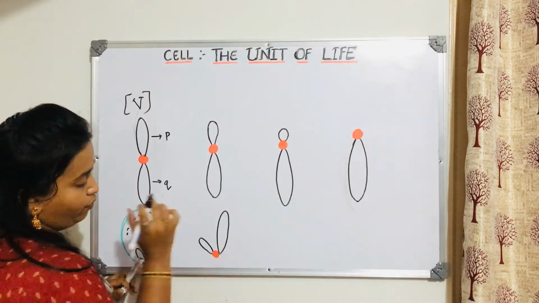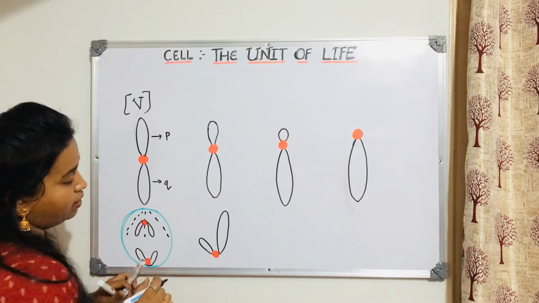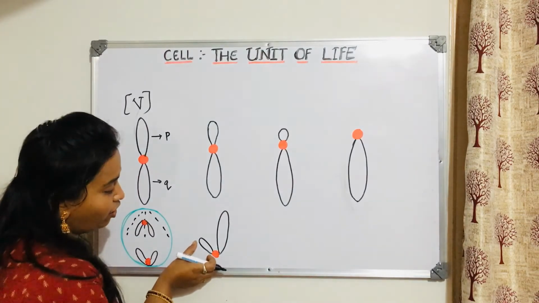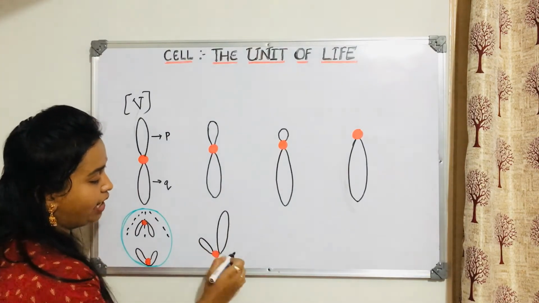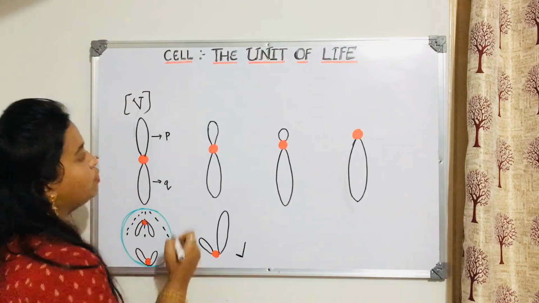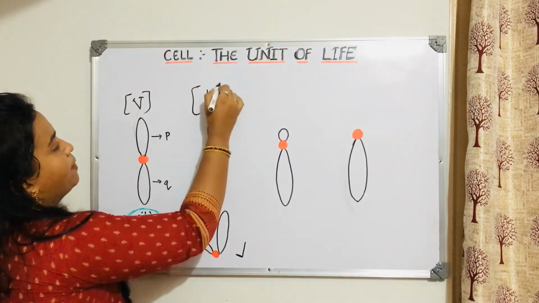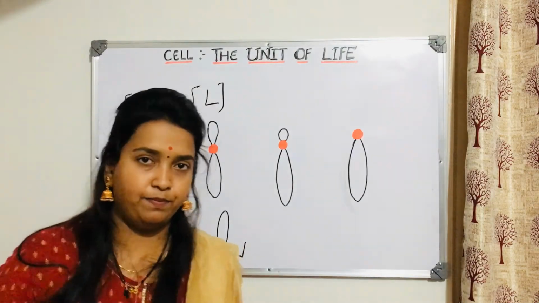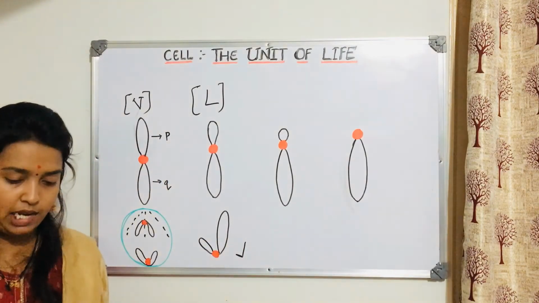How does it look to you? You wouldn't say it looks like V. It is the shorter one and this is the longer one. It looks like an L, no? So we call it an L-shaped chromatid or chromosome. It is an L-shaped structure. During anaphase it looks like this.